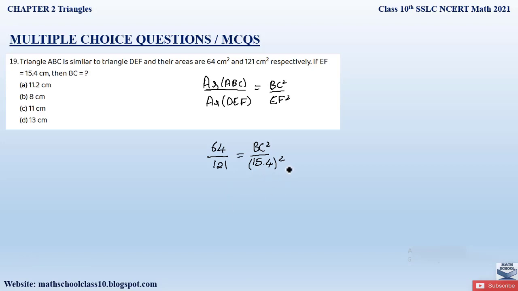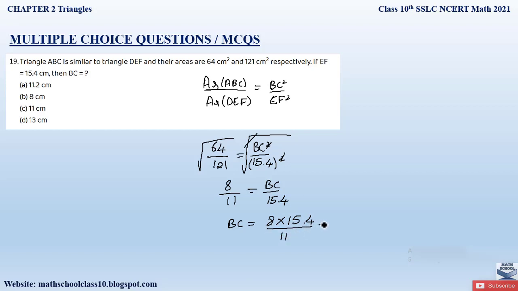So here the simplest method to solve this equation is, instead of taking the square of 15.4, which will be a lengthy process, just take square root on both the sides. We know the square root of 64 is 8, square root of 121 is 11, is equal to, here square and square root terms will get cancelled in both numerator and denominator, and you will be left with BC divided by 15.4. So now you can find out the BC value by cross multiplying, that is 8 into 15.4 divided by 11. So remove this point in the numerator, by adding a 0 in the denominator.